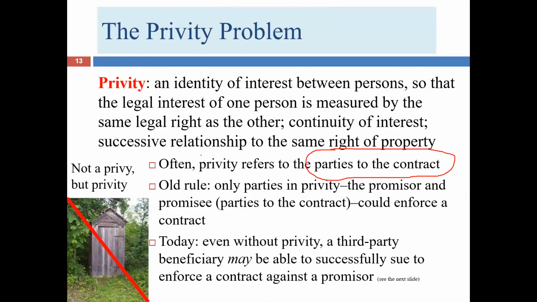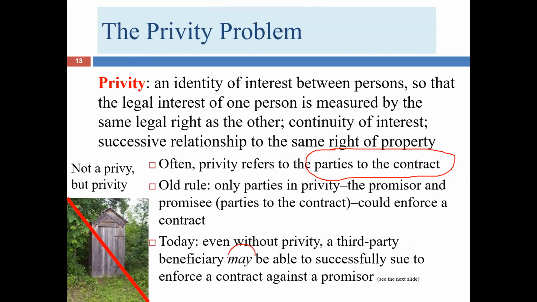And so you see, the old rule, or the usual rule, this is still the usual rule, but the old rule is only parties in privity, the promisor and the promisee, the parties to the contract, have the right to enforce the contract. Today we're a little bit more loosey-goosey about this. We're in a world where we're not quite so categorical about things, I guess you could say. And so while privity is a really useful thing to have, and if you have privity, your ability to sue on the contract is going to be really, really good. If you don't have privity, you have nowadays a better shot at maybe being able to sue.